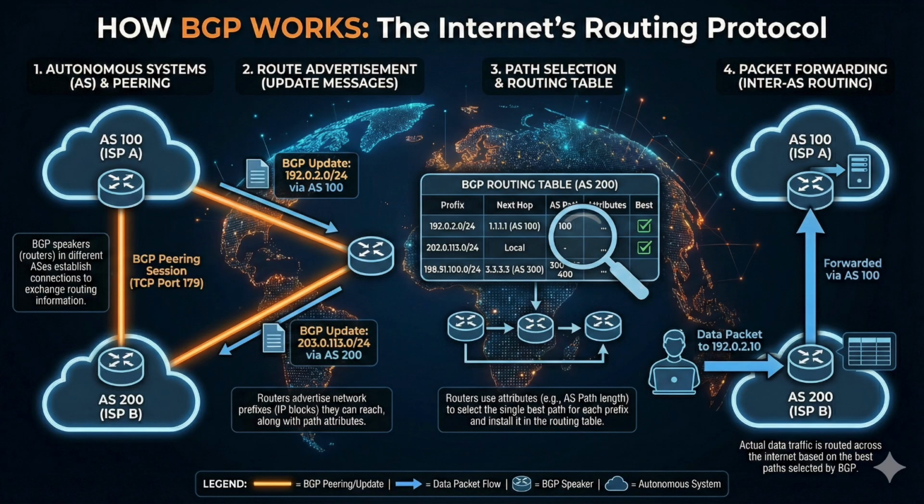So the why here is growth plus boundaries. The Internet isn't one organization, it's a federation. Protocols had to evolve from one community, one admin, to many communities with their own rules. DNS and BGP are foundational responses to that reality.